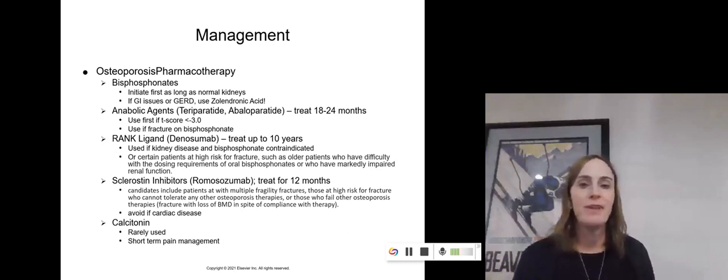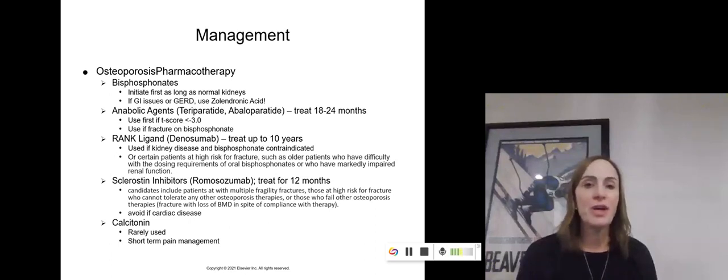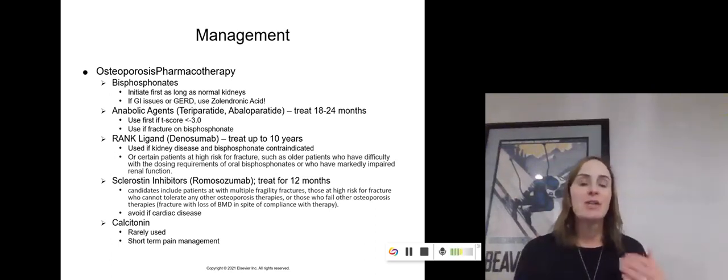Anabolic agents really build bone. Like we talked about, those are strong drugs. They're injections that are given once a day, and we treat for 2 years. There is not any data that says we should treat longer. So typically in somebody with severe osteoporosis, we'll treat for 2 years and then put them on a bisphosphonate, assuming that their kidney function is normal.